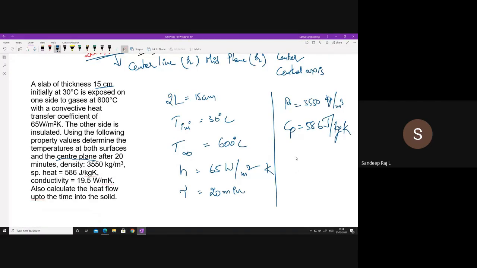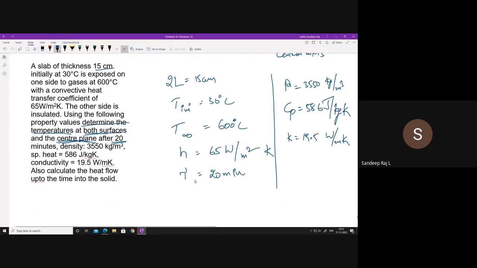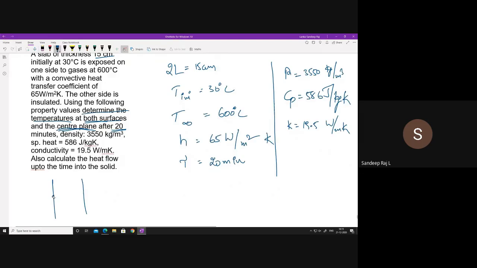And then K, thermal conductivity, 19.5 watt per meter Kelvin is given to you, and he's asking you to determine the temperatures at both surfaces and at the center plane after 20 minutes. That is the temperature on this surface, and the temperature existing on the center plane. What is the temperature here, temperature here? He is also asking what is the heat flow, what is the Q through this? This is the question being asked.